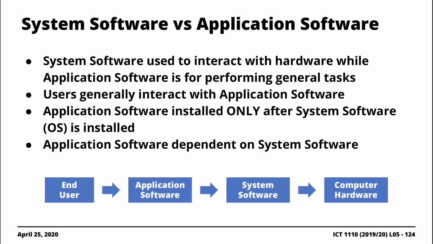All right, so this diagram best summarizes the relationship that exists between system software and application software. Typically, you have an end user that interacts, for the most part, with application software, and the application software goes through the system software, which is typically operating system software here, in order for the hardware to perform a particular action, right?